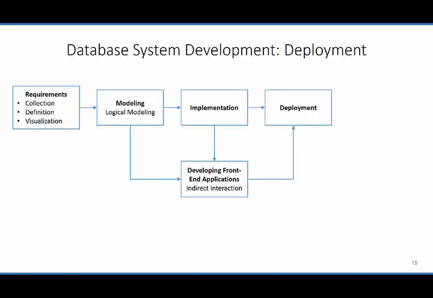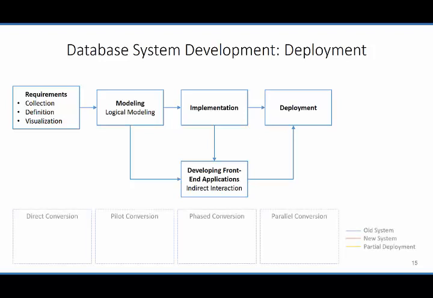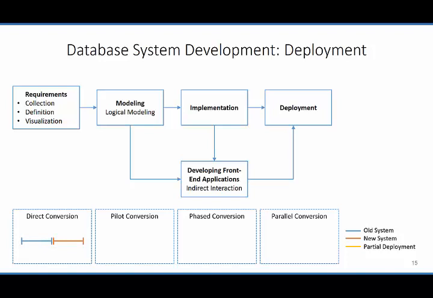Then we get to deployment. There are 4 different ways of deploying this. First is through direct conversion. Direct conversion basically says that once we've created the new system, we're going to cut off the old system and begin with the new system. This is very scary because maybe you have some issues you didn't plan on, and that even through your testing processes, you didn't recognize this.